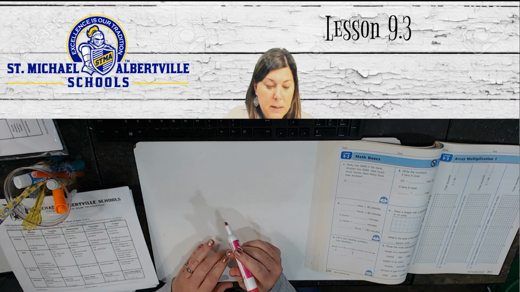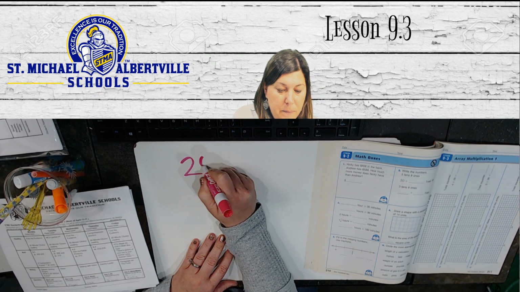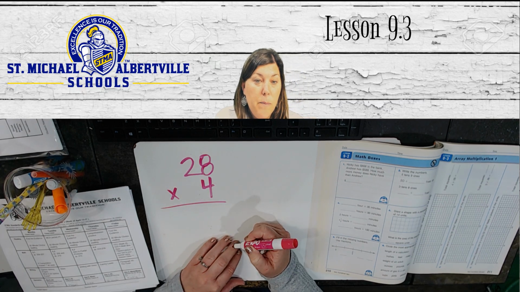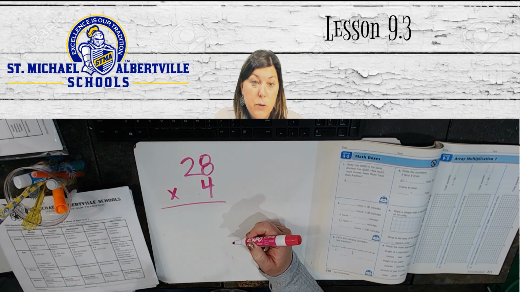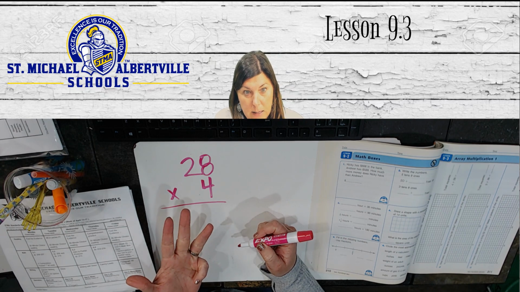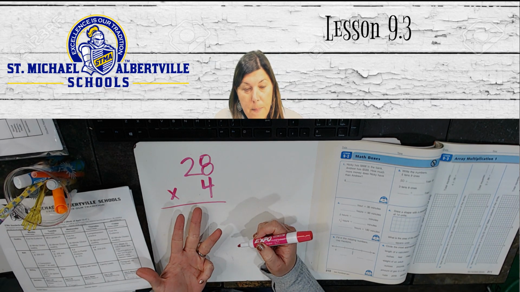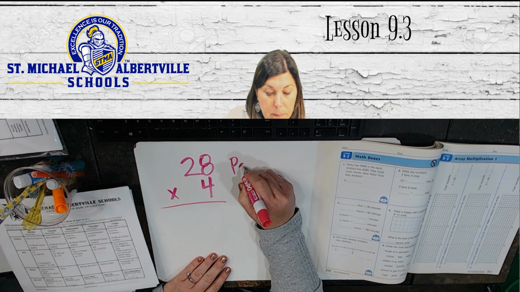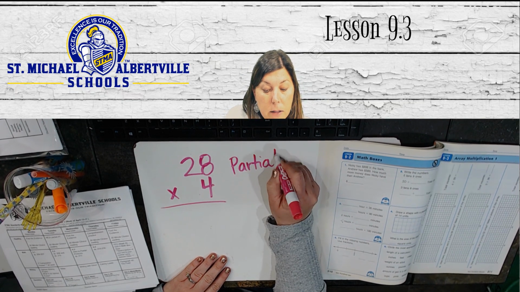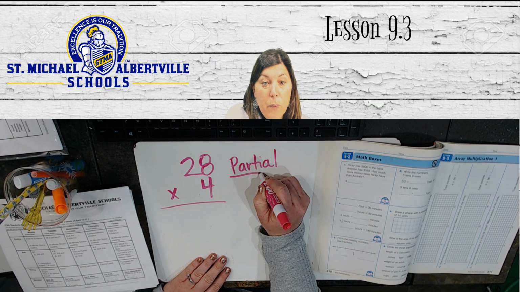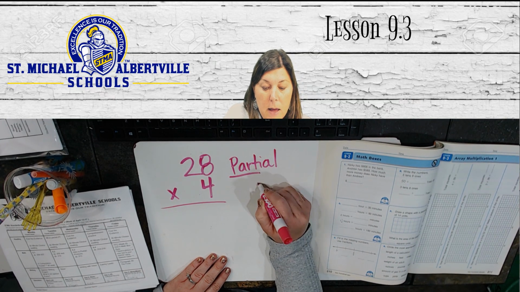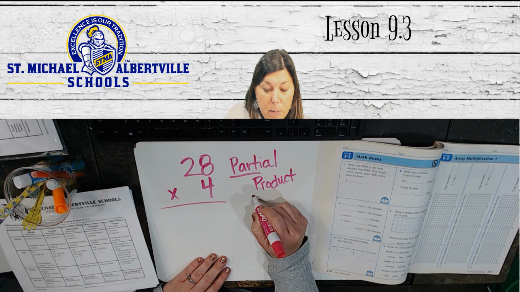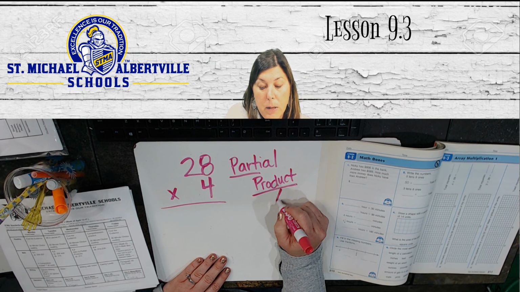But one of the problems is 28 times 4. Now, I could add 28 plus 28 plus 28 plus 28 to get 28 times 4. Or we're going to do something that's called partial products. Partial, you see the word part, because we're going to be taking the numbers apart. And product, that has to do with, if you find the product of a number, you're doing multiplication.